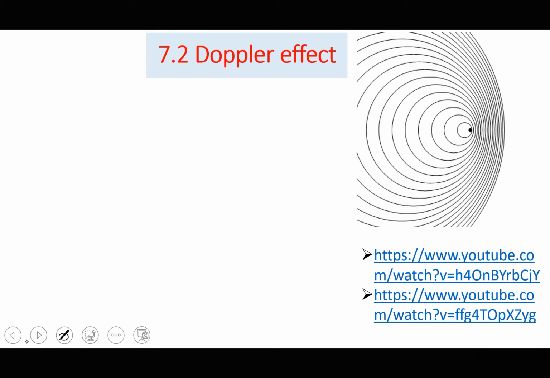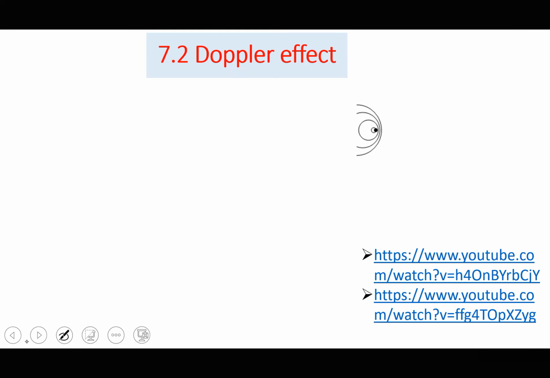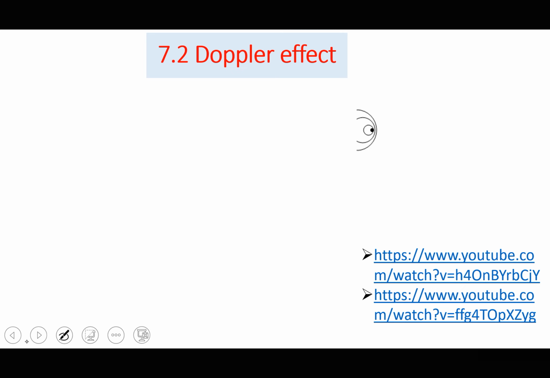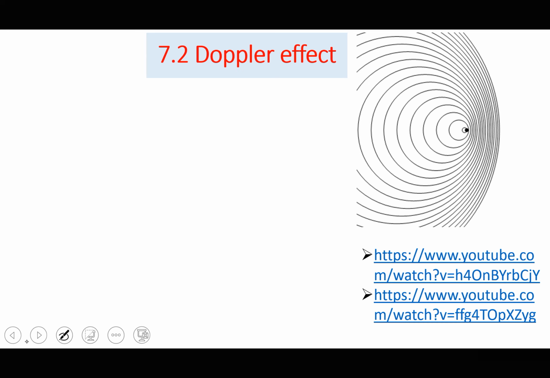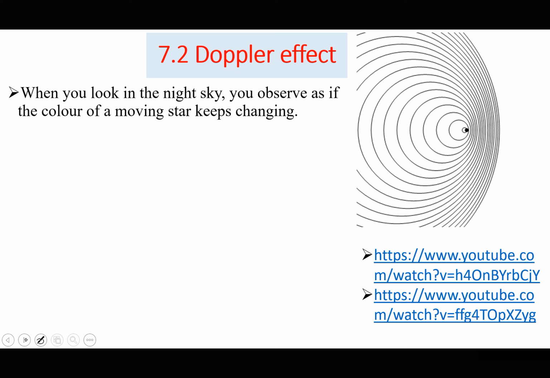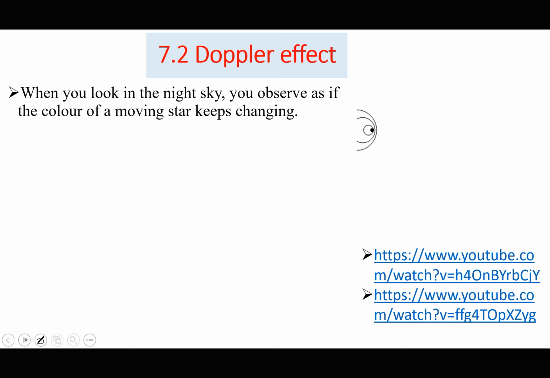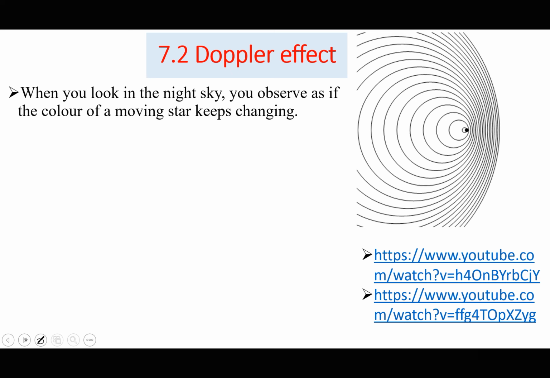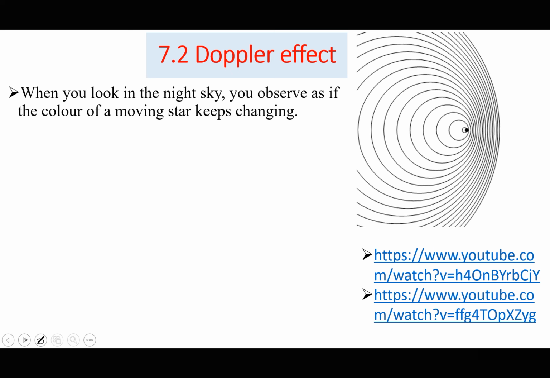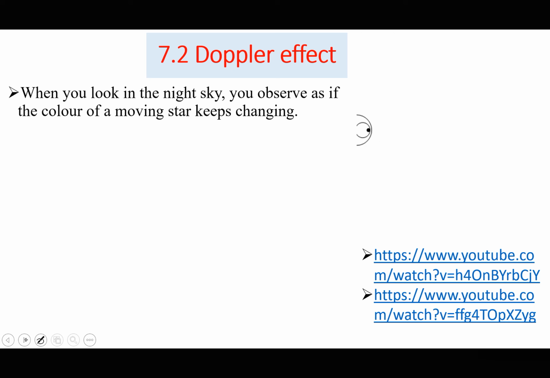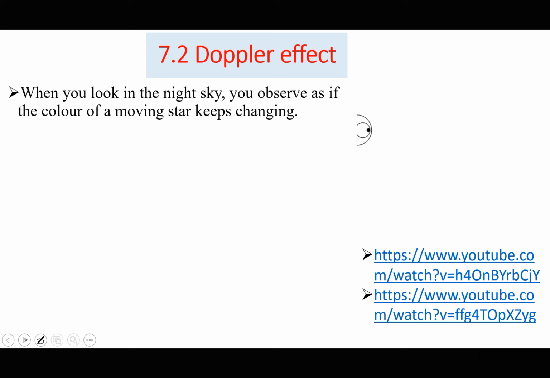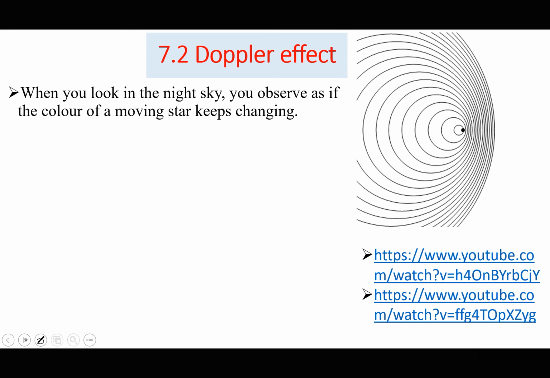The concept of the Doppler effect is very common to us, and we might also have talked about it briefly in IGCSE, although it may not have been mentioned in much detail. When you look at the night sky, for example, you observe as if the color of a moving star keeps changing. On a very clear night sky, the color of a moving star appears to be changing. Of course, you may think it is changing, but actually it is not really.